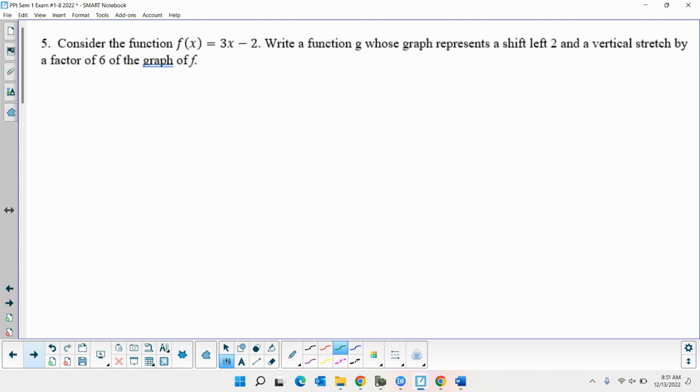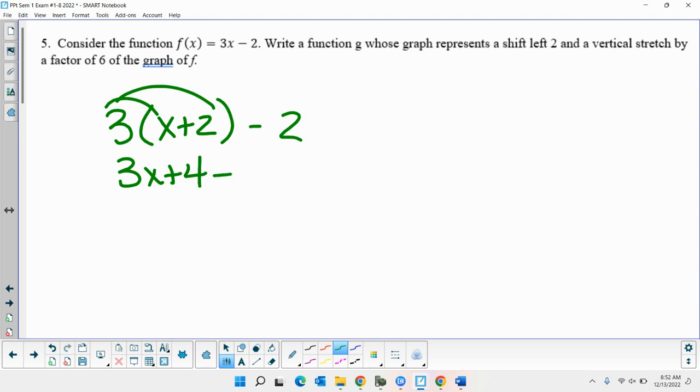Number 5. We got a 3x minus 2. Write a function g whose graph represents a shift left. When we go left to right, we just do it to the x. What am I doing to the x if it's a shift left of 2? You add 2. Remember, it's the opposite of what we thought. So 3 times (x plus 2), and then you're supposed to simplify. So 3x plus 6 minus 4 is 3x plus 2 when I combine like terms, right? That's the first step. I did my shift left.